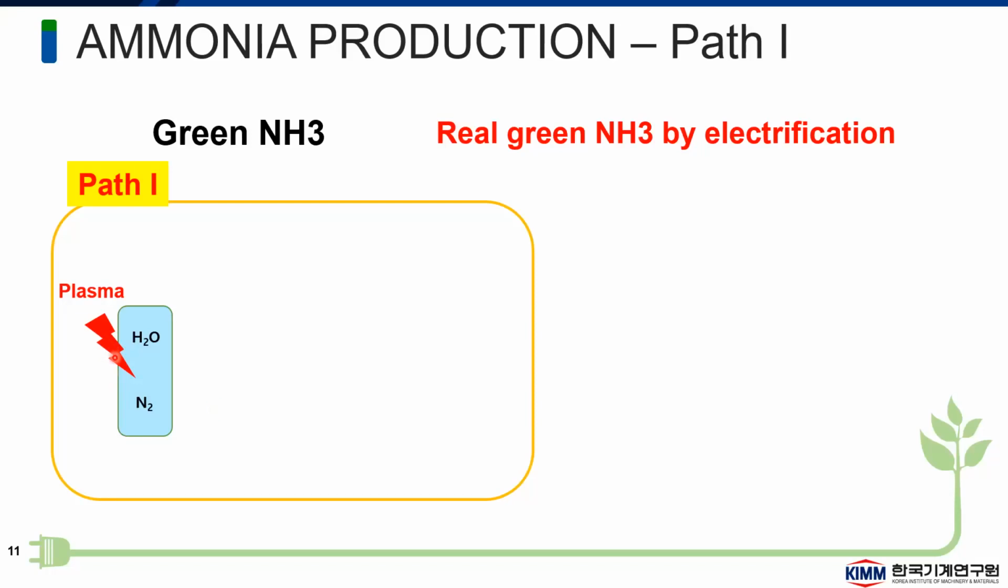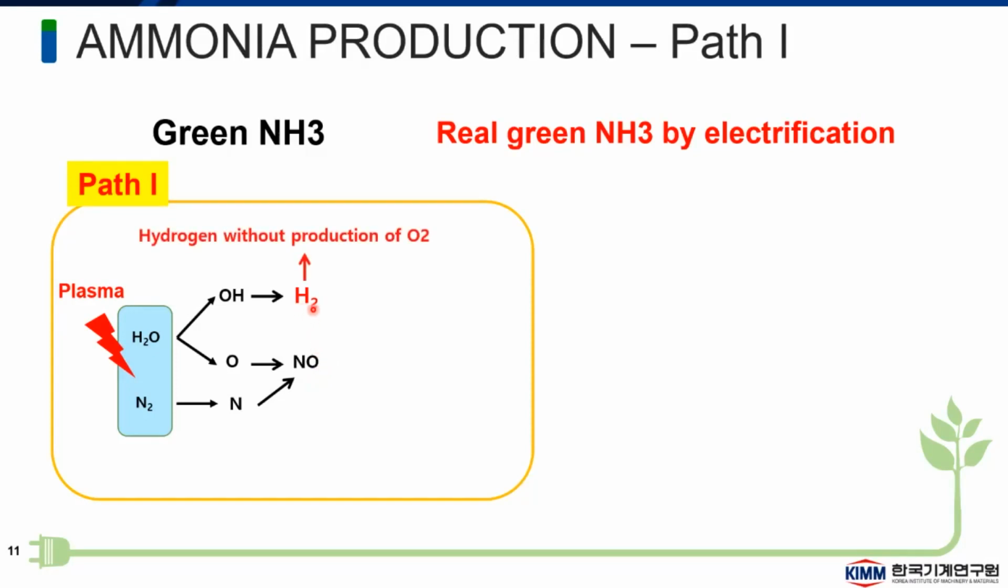We introduced a plasma nitrogen discharge in water, and we got hydroxyl radicals, oxygen radicals, and nitrogen radicals. From the hydroxyl radicals, we got hydrogen, and from nitrogen and oxygen, we got NOx. And the hydrogen we got is oxygen free. The expectation is that from the water splitting equation, we always get hydrogen and oxygen. So in the next slides, we will discuss how the oxygen disappears.